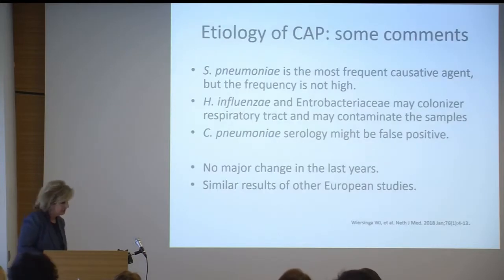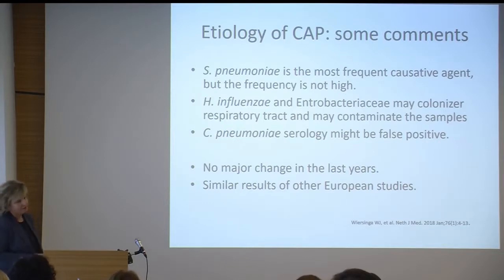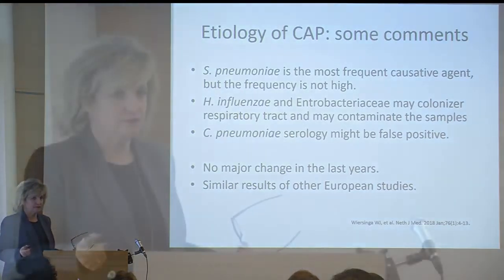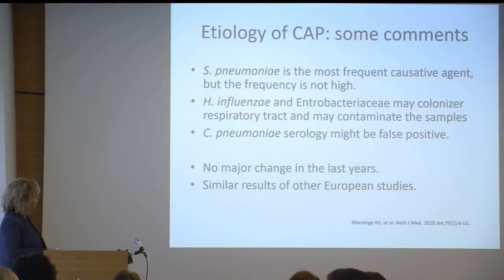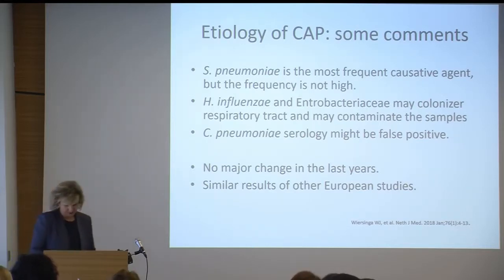So what can we say in general? Strep pneumoniae is still the most frequent causative agent, but the frequency, in fact, is not really high. In no study that looked at the etiology of pneumonia, of course, it's very difficult to diagnose pneumonia, even in a study. But even in these studies, strep pneumoniae is most prominent, but it's not like 60–80% of everything. So we have to be aware of other etiologies. Then, of course, always the problem of Haemophilus and Enterobacteriaceae that might colonize the respiratory tract and contaminate the sample. And then the problem with diagnostics of C. pneumoniae. We usually do a molecular test now, but if you still rely on serology, it might be wrong. No major change, as I said, similar results in other European studies.